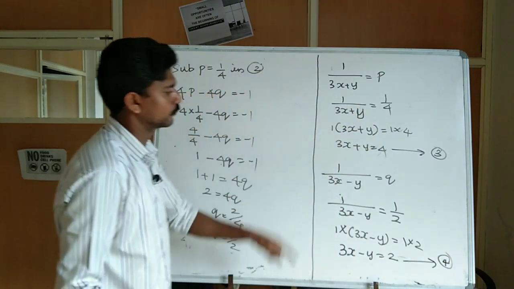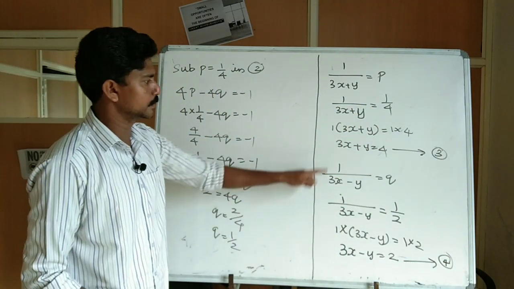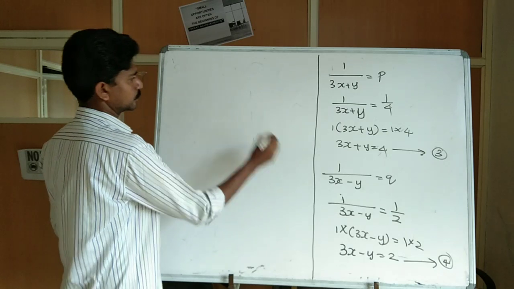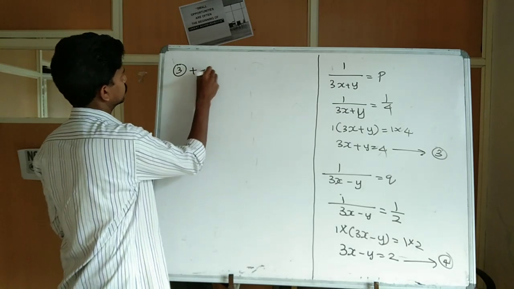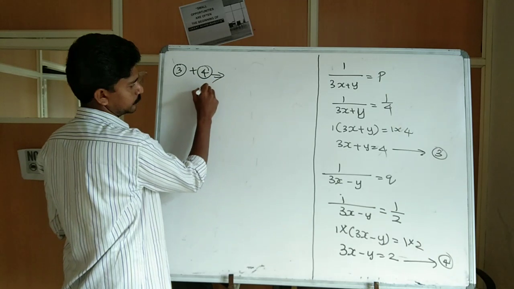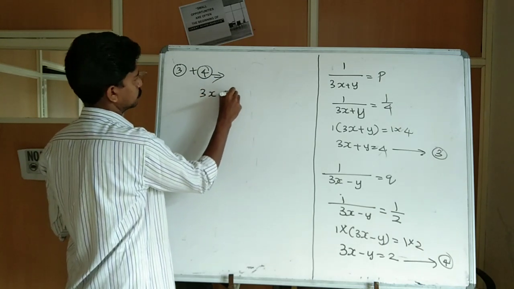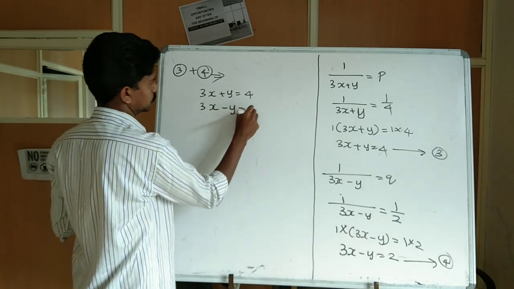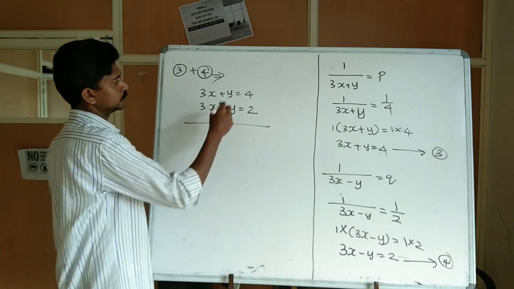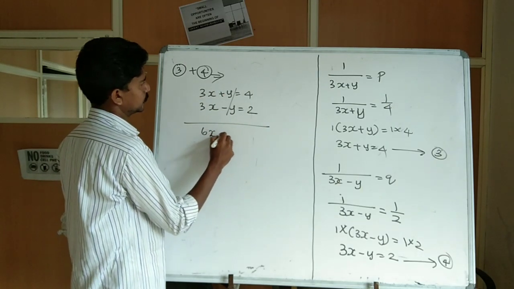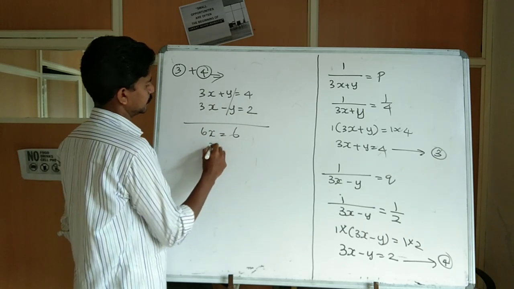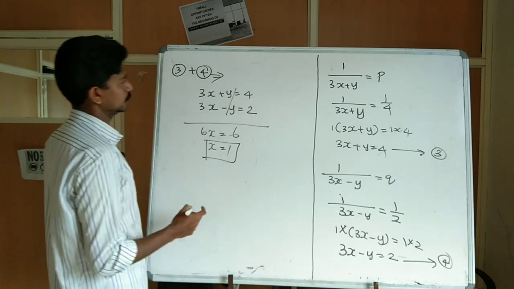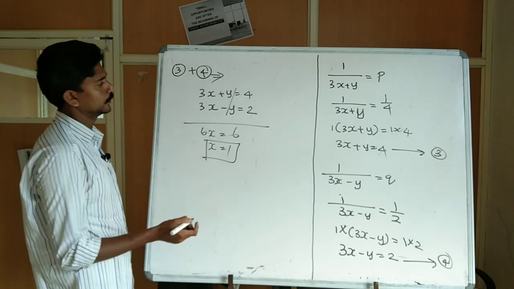Now we just need to solve equation 3 and 4. It's very easy. Just add, and y will be eliminated. So we can write equation 3 plus equation 4. Equation 3: 3x plus y is equal to 4. Equation 4: 3x minus y is equal to 2. So when we add these two, we eliminate y. So 6x is equal to 6. When we divide, we get x equal to 1. You can substitute x value in any equation, we get y.